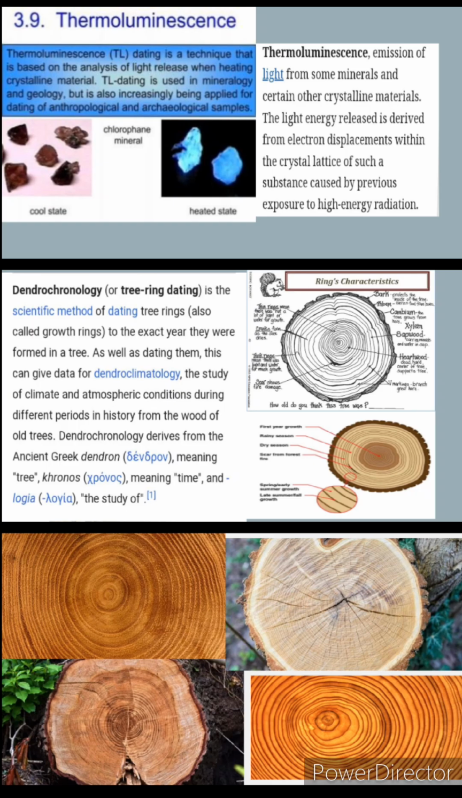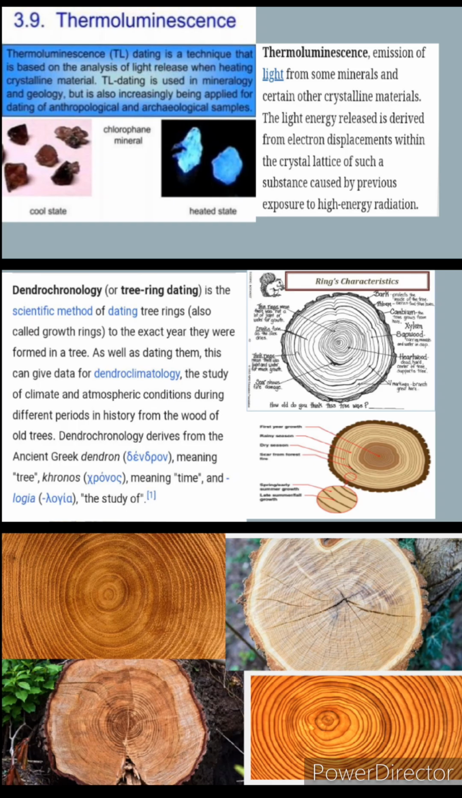And next, dendrochronology is one of the most important techniques in absolute dating. What is dendrochronology? It is the scientific method of dating tree rings to the exact year they were formed in a tree, as well as dating them in the given data of dendroclimatology, the study of climate and atmospheric conditions during different periods of history from the wood of old trees.